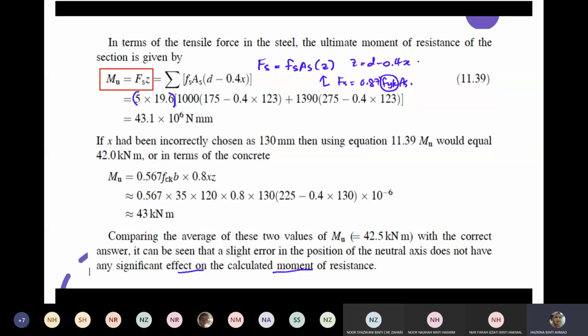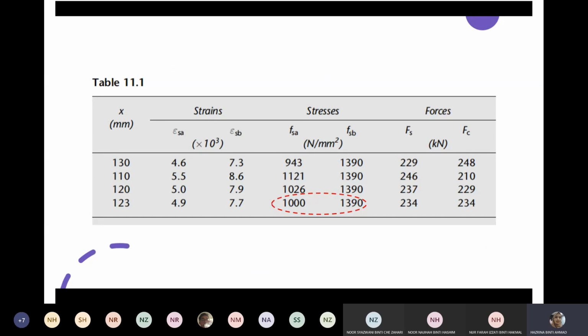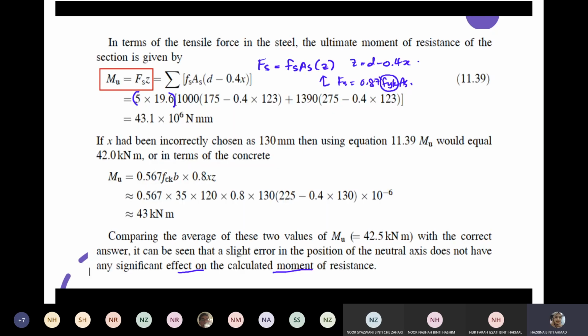So no need to be very precise in getting Fs equals Fc, as long as the values of the two are almost the same. As for this, we have 229 and also 248, which is not very far apart. Therefore we can consider that the X value is acceptable. So what is shown here is what happens if we calculate the exact value. Any questions so far regarding this first example?